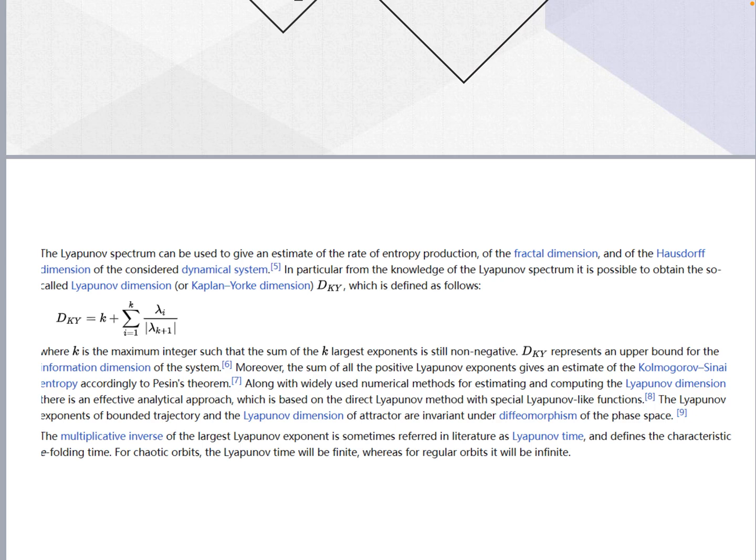Along with widely used numerical methods for estimating and computing the dimension, there is an effective analytic approach, which is based on the direct Lyapunov method with special functions. The Lyapunov exponents of a bounded trajectory and the Lyapunov dimension of an attractor are invariant under diffeomorphism of the phase space.